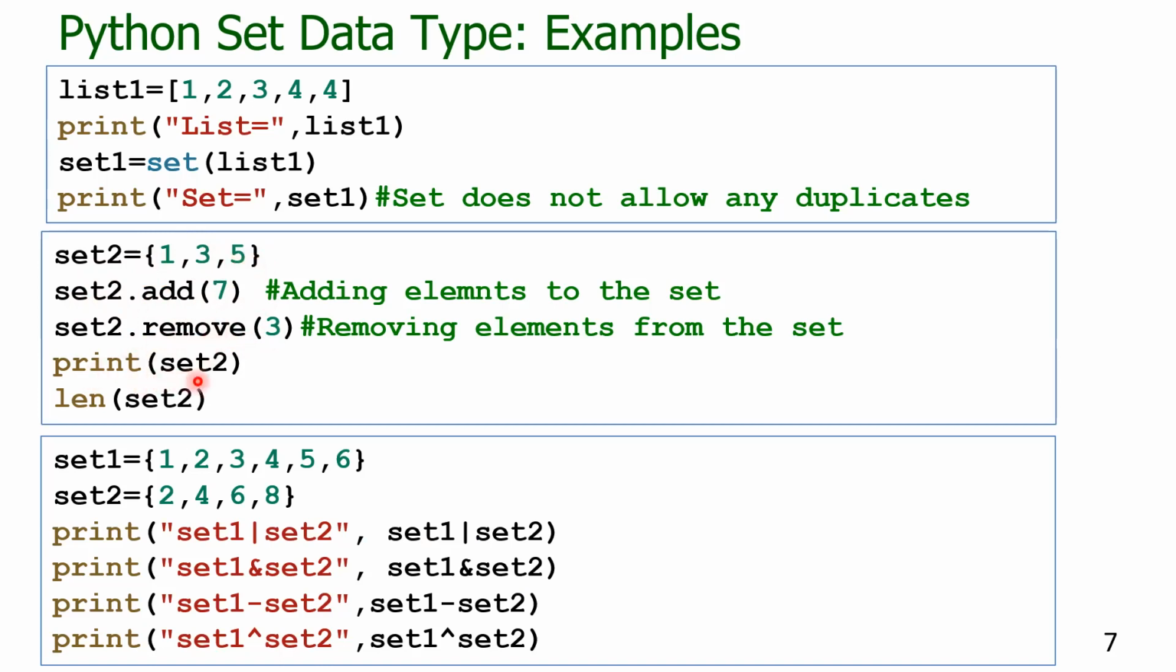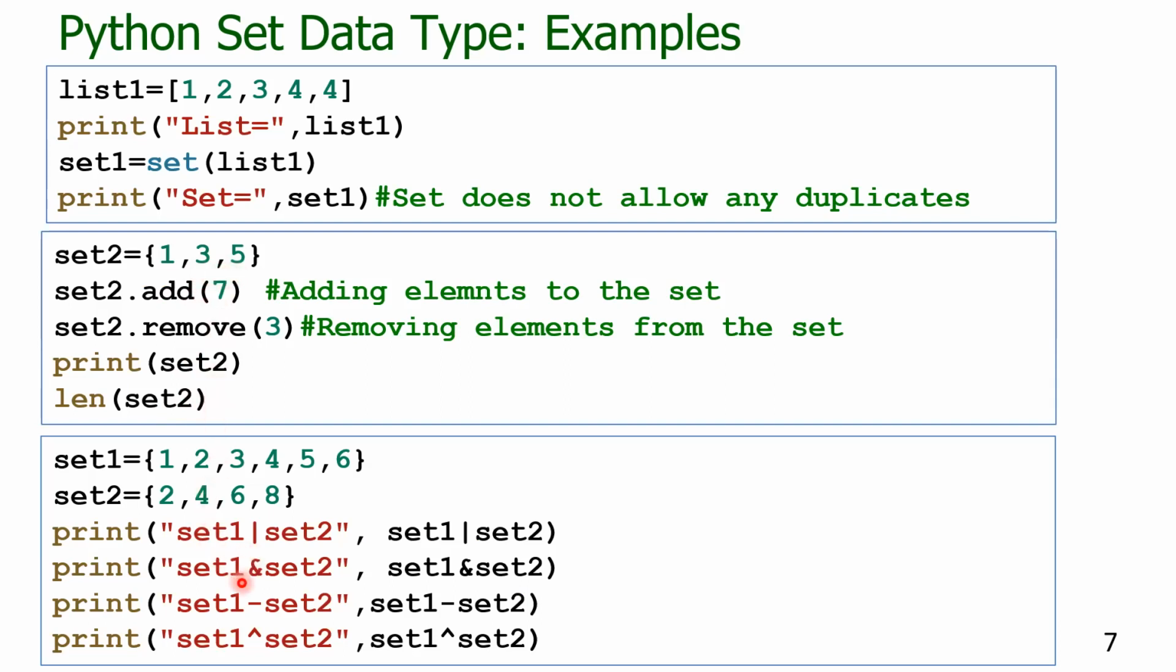So when we try to print set 2, it will be printing 1, 5 and 7, and the length of set 2 returns the number of elements that are present in set 2.